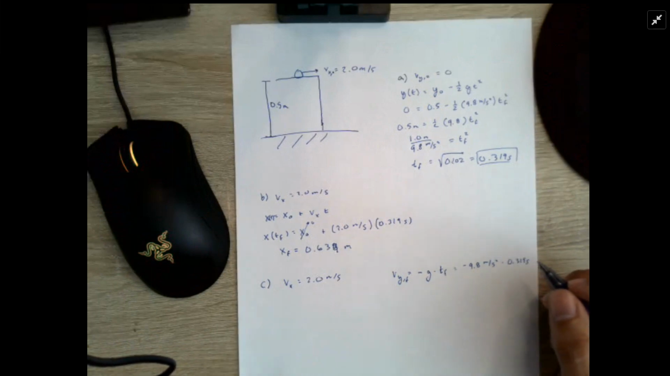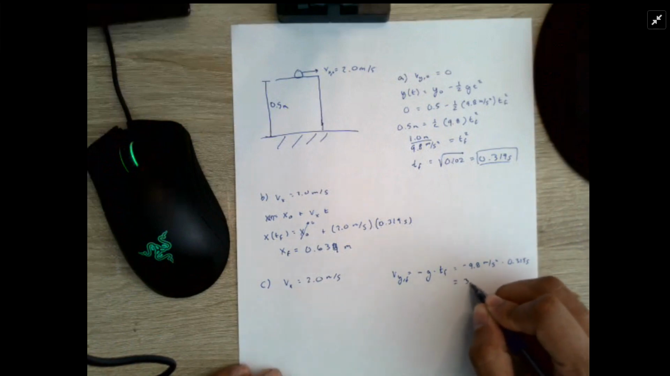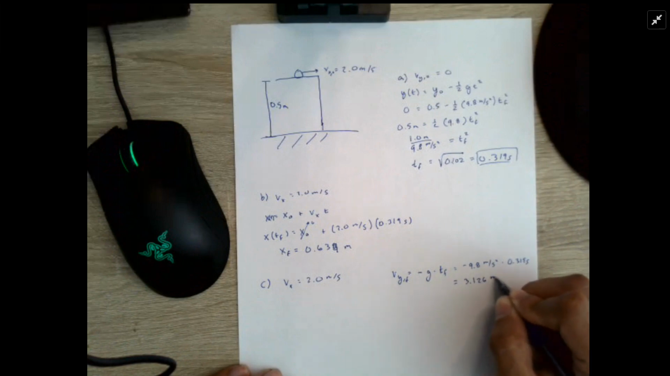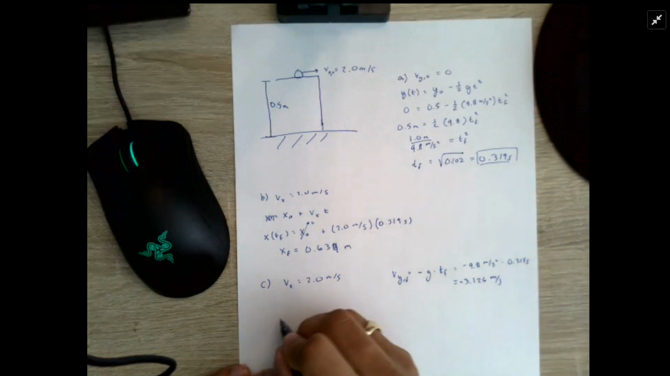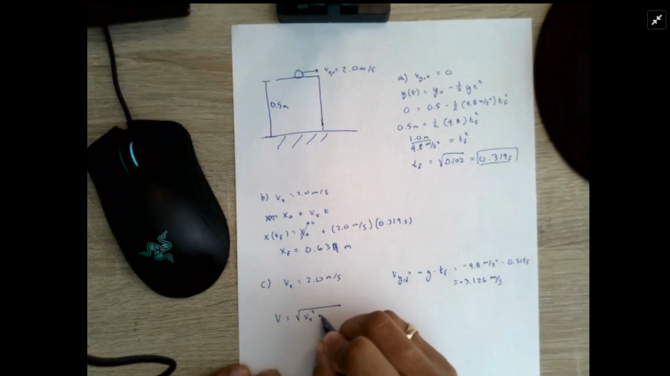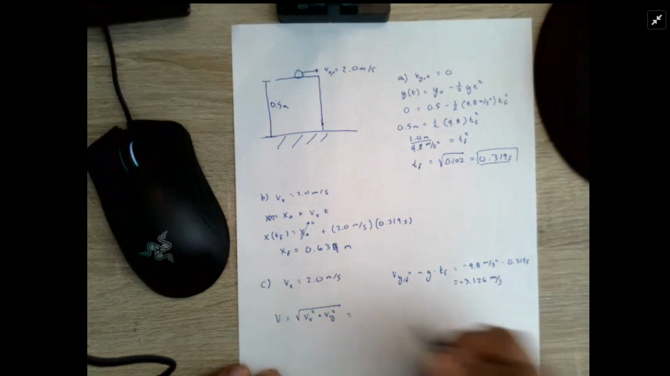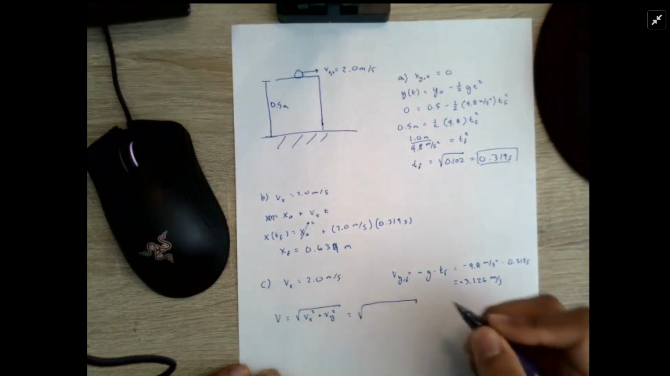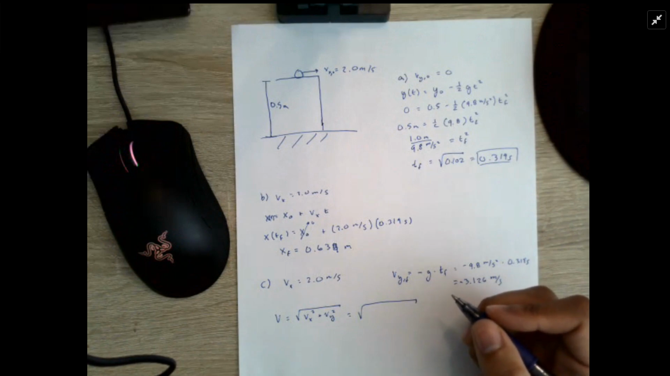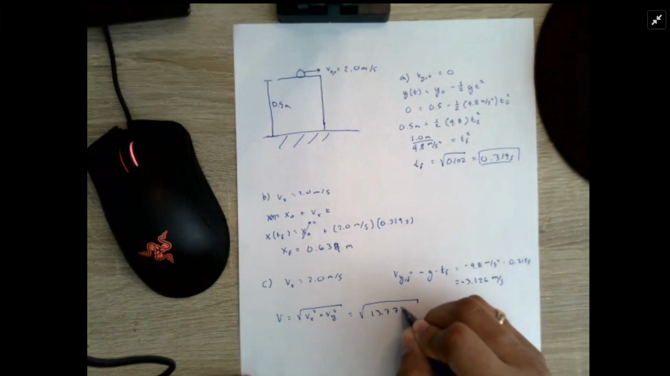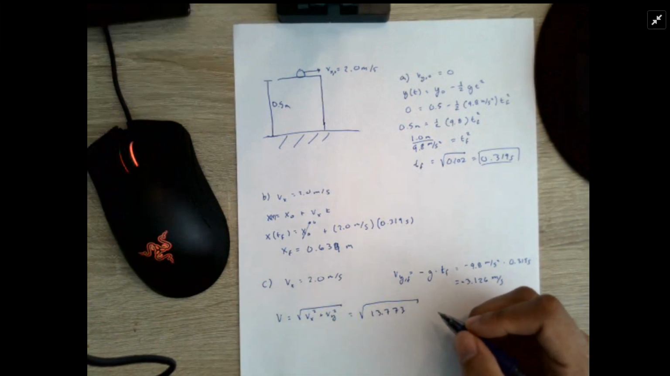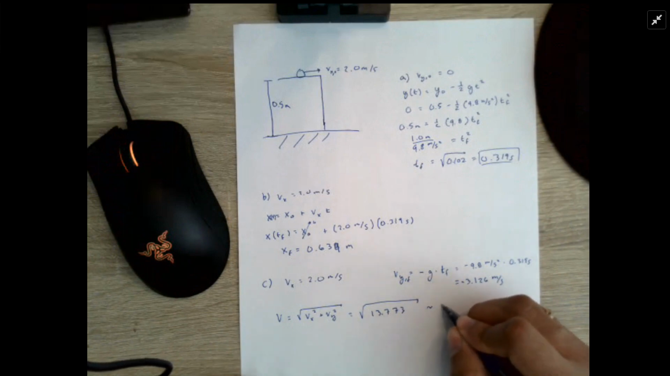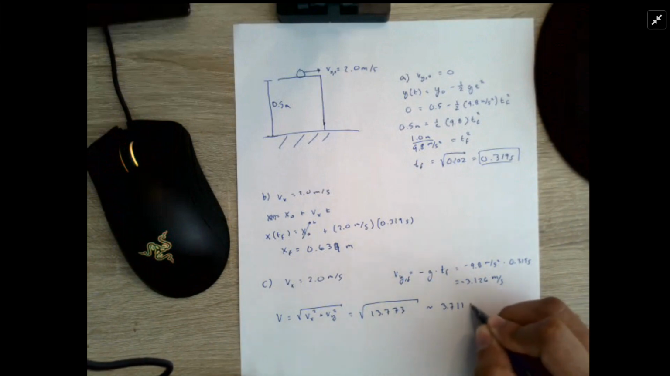So let's work that out. That works out to 3.126 meters per second, and that's downwards. Okay, now we want the magnitude of the velocity, so that's just the square root of the sum of the squares. So we add these in what's called quadrature, and we get the square root of 13.773, which is about 3.711 meters per second.